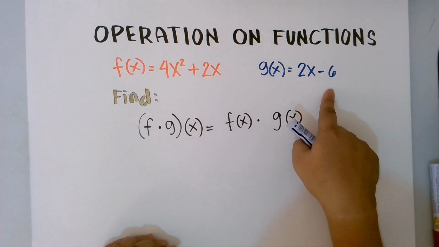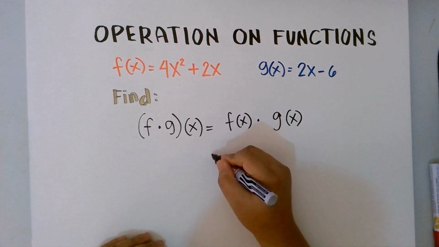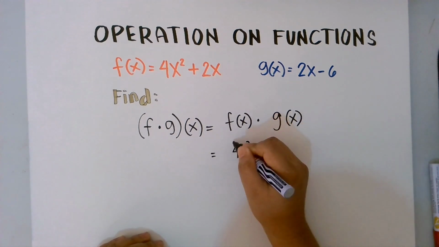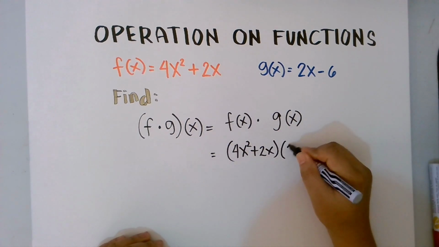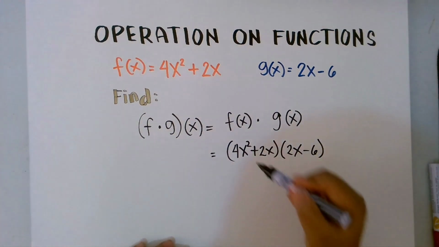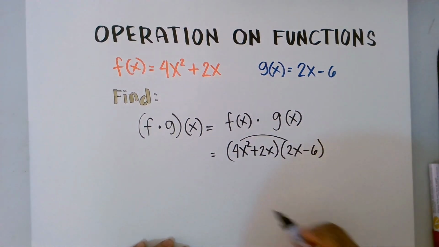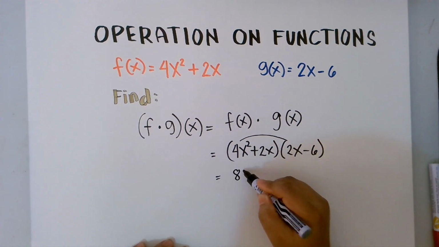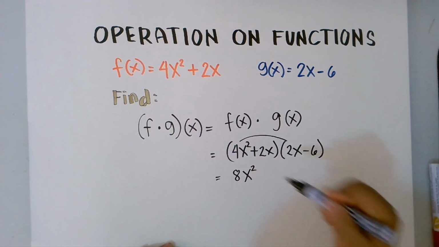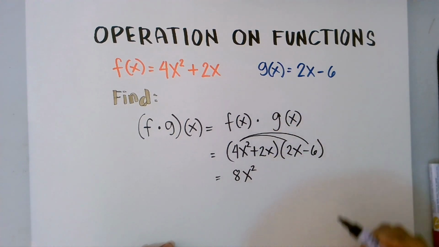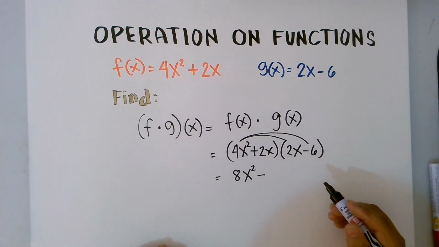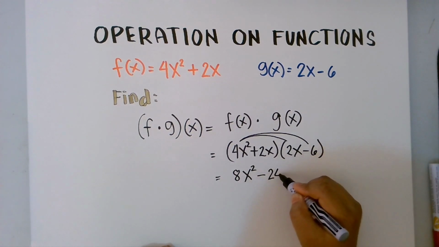Okay, so let's just substitute the given functions. For f of x, it will be 4x squared plus 2x, then times the quantity 2x minus 6. That's the function g of x. In this case, we can use the FOIL method since they are both binomials. So 4x squared times 2x is 8x squared. Okay, then 4x squared times negative 6 is negative 24x squared.